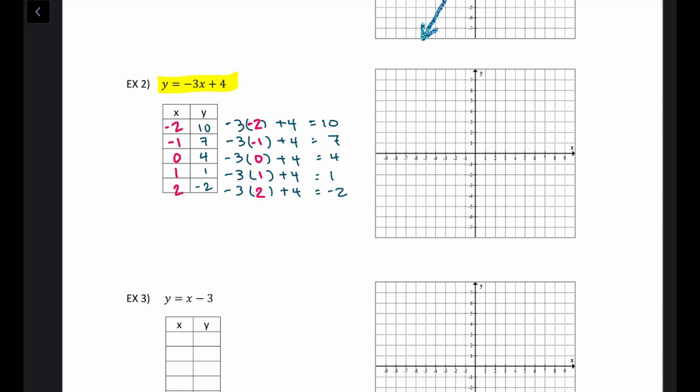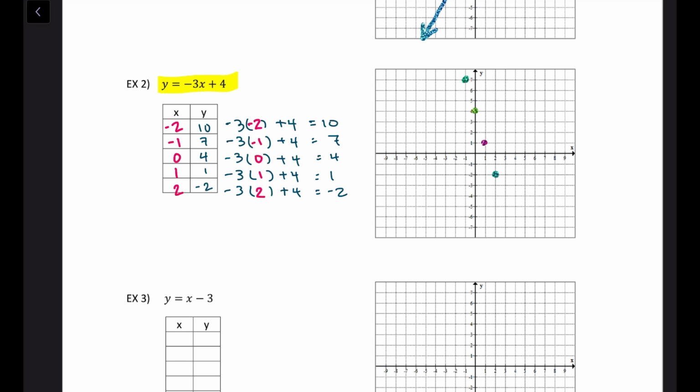And now we've got ordered pairs. So we will go left 2, up 10. That goes off my graph, and I've got plenty more, so I'm not even going to worry about that one. Let's go left 1, up 7. Let's don't go left or right, just stay on the y-axis, up 4. Right 1, up 1, and right 2, down 2. And those are lining up nicely.